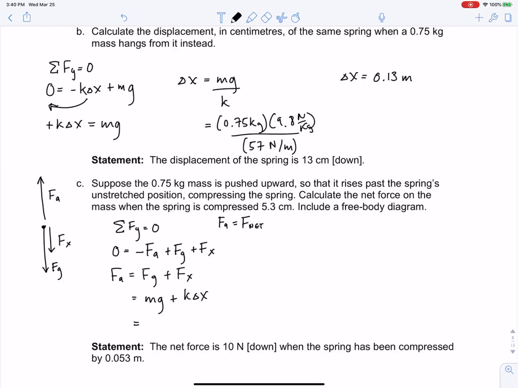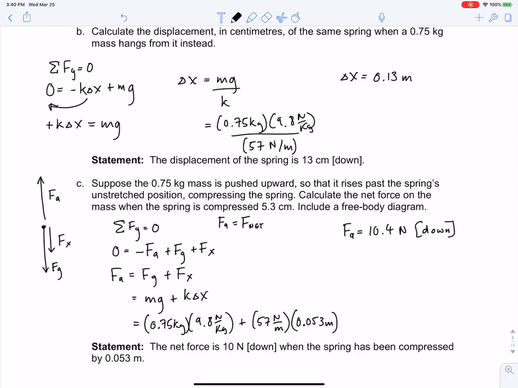We can use the equations mg for gravity and k delta x for the force exerted by the spring. Subbing and solving, we get 0.75 kilograms times 9.8 newtons per kilogram plus a spring constant of 57 newtons per meter times a displacement of 0.053 meters. Subbing this into your calculator, you should get 10.4 newtons in the downward direction.